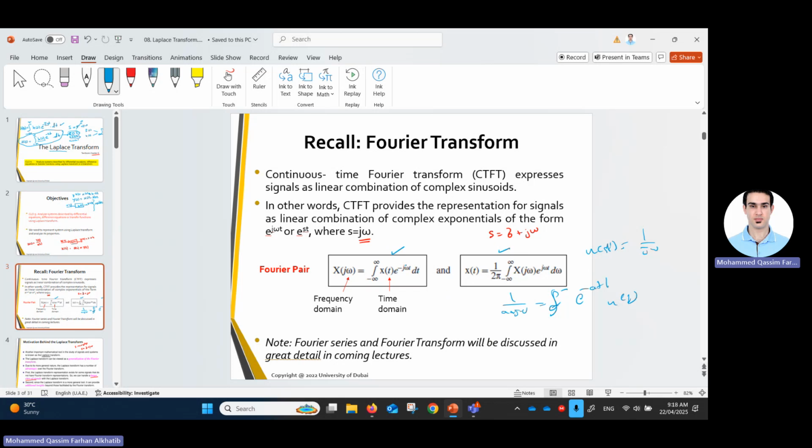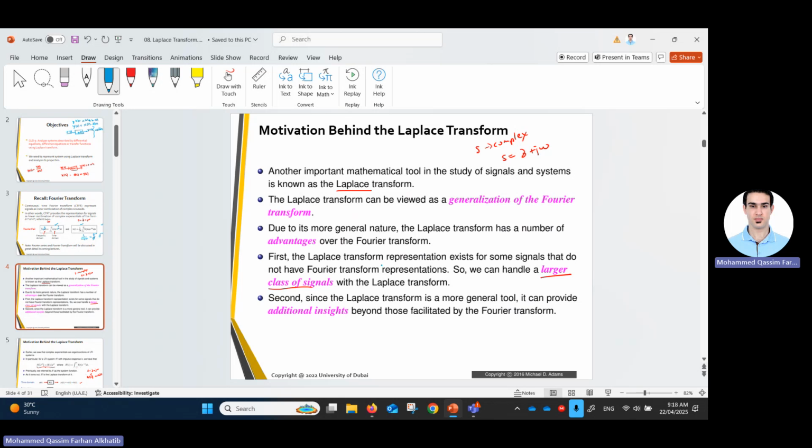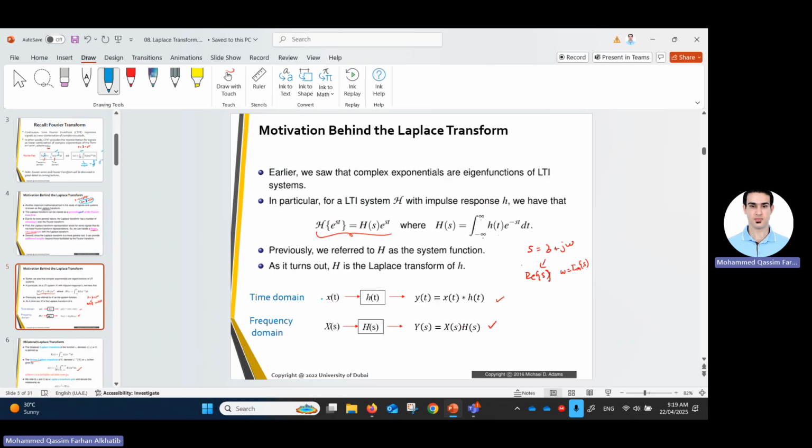I just covered that in the first slide. Just put s instead of j omega. So that will be your Laplace coefficient. So the motivation behind the Laplace transform is just a generalization where s equals sigma plus j omega. So it is a generalization. It has several advantages over the Fourier transform. It can cover a larger class of signals, and it provides additional insights.